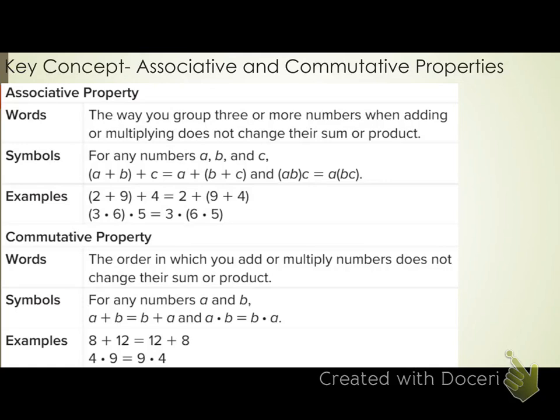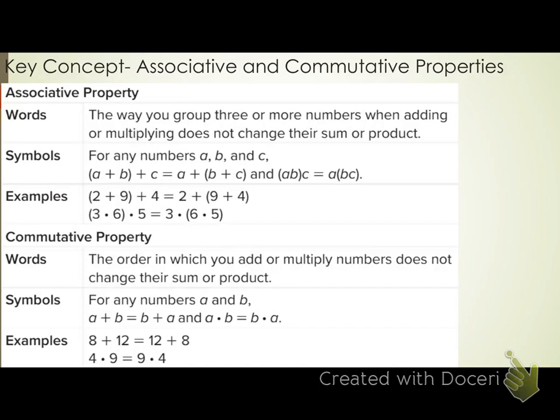Here I've got 2 plus 9 plus 4. What I could do is group or associate the first two numbers together first, meaning that I would add those two first, correct? And then I would add 4 to that result. That's going to give me the same result as if I group 9 and 4 together and add those first and then add 2 to it. It does not matter which ones I associate together, but I can associate numbers together to add first and then add the rest to it. Both would be the same.